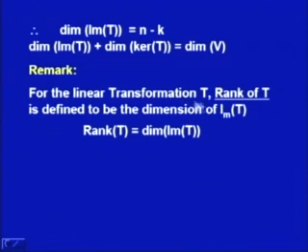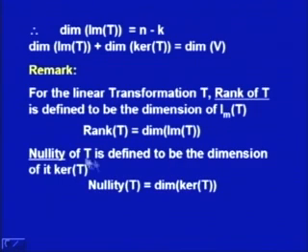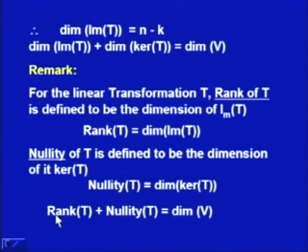For the linear transformation T, rank of T is defined to be the dimension of image T. This is the definition. Similarly, nullity of T is defined to be the dimension of kernel T. So, nullity T is dimension of kernel T, and in this light we can say that rank of T plus nullity of T is equal to dimension of V. So, this is an important result and we will be using this in a number of places.